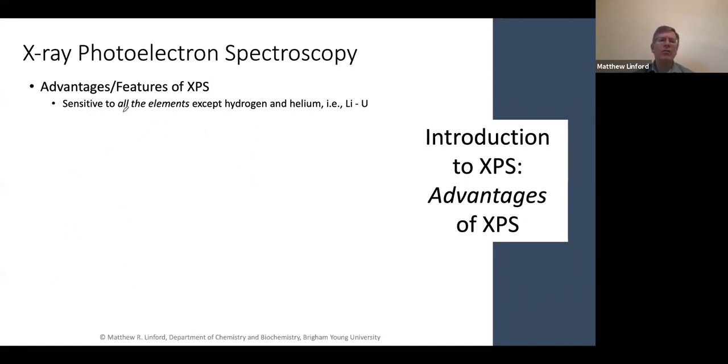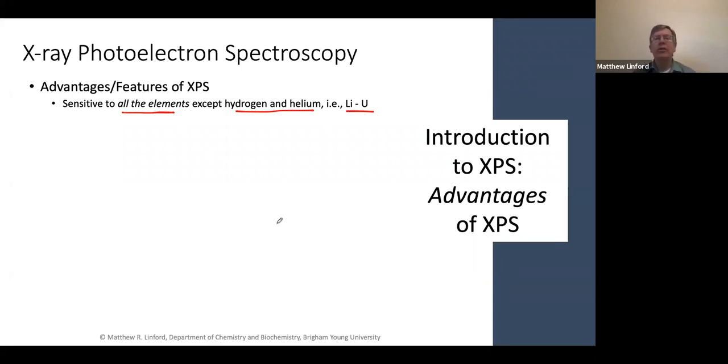XPS is sensitive to all the elements except hydrogen and helium. So with XPS, you can see everything from lithium to uranium, which is really quite remarkable. So essentially, you can see everything on the periodic table. The inability to see helium is not a big deal because helium hardly ever shows up in samples, but the inability to see hydrogen is an issue. And it would be, of course, nice if you could see hydrogen, but you have the rest of the periodic table.